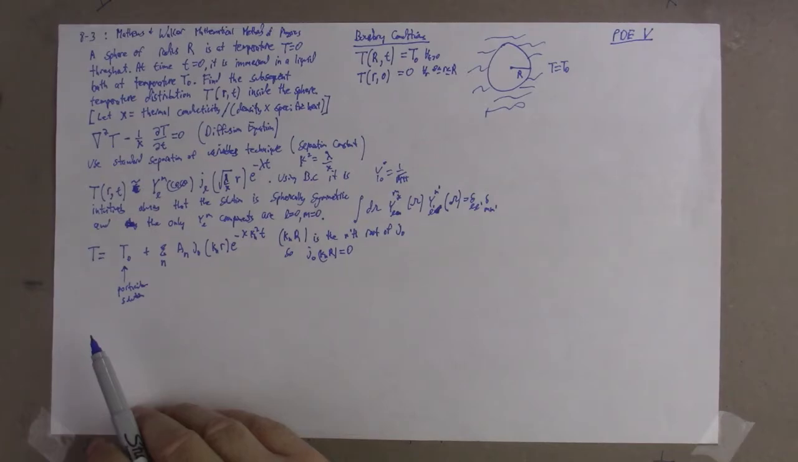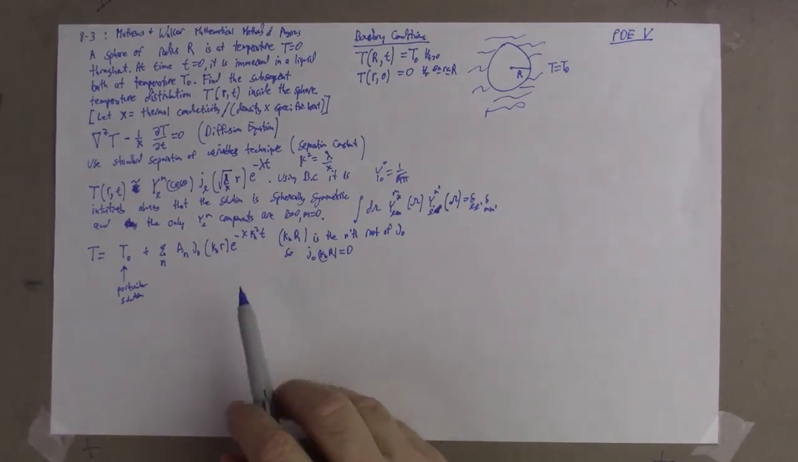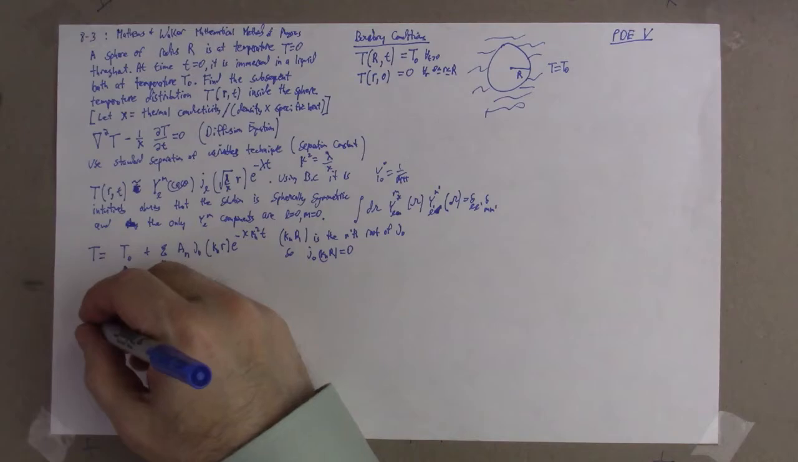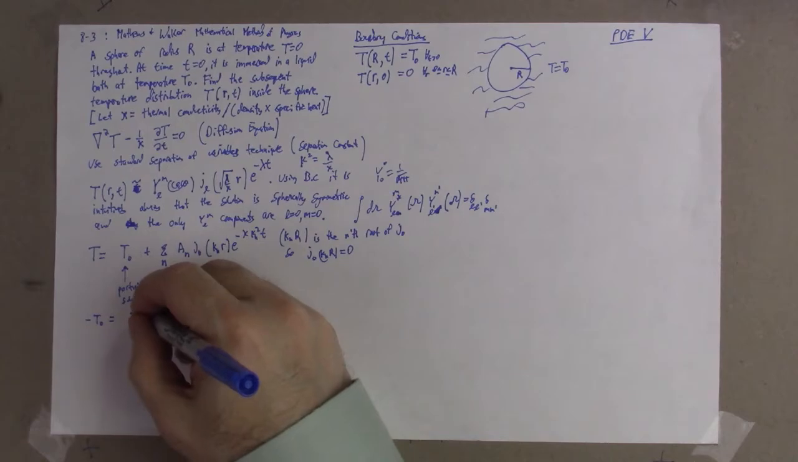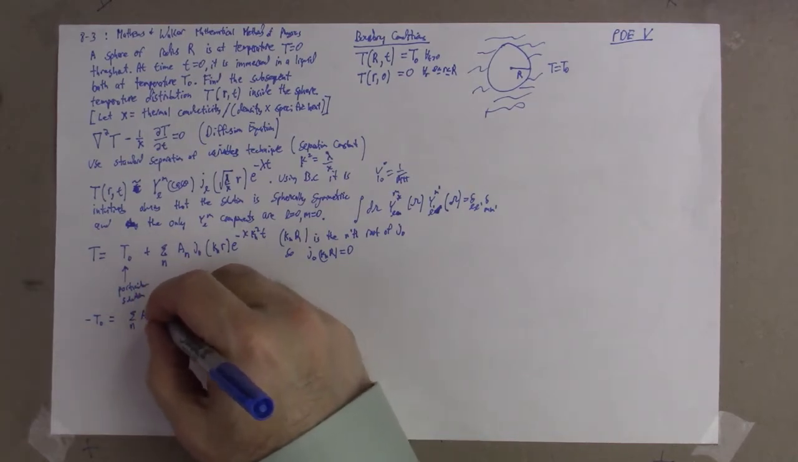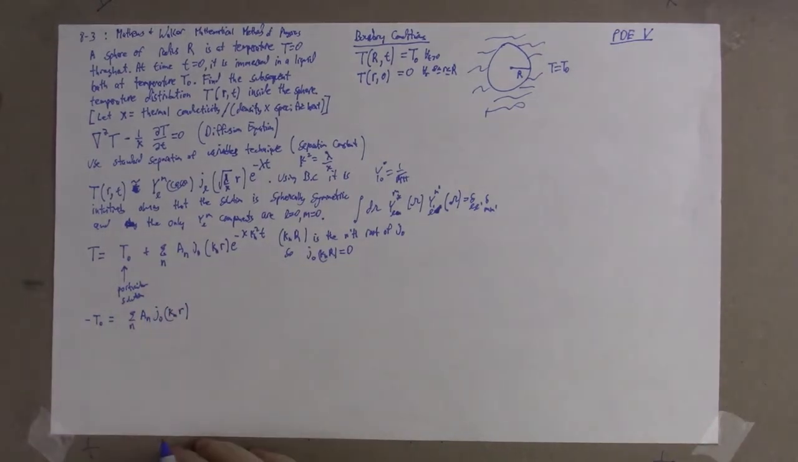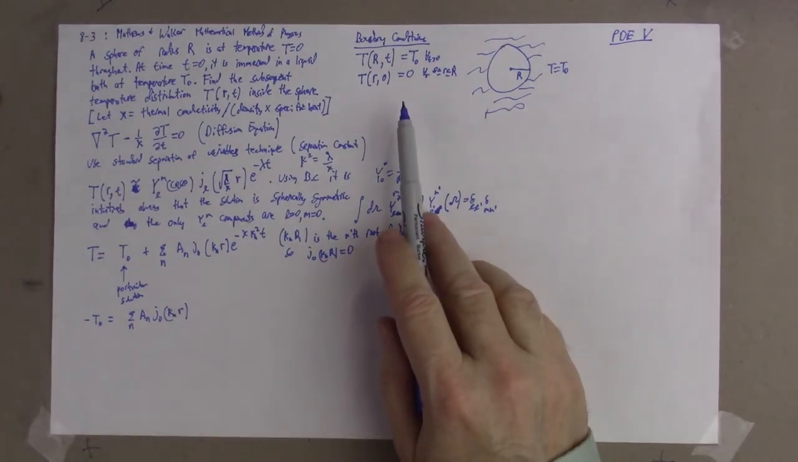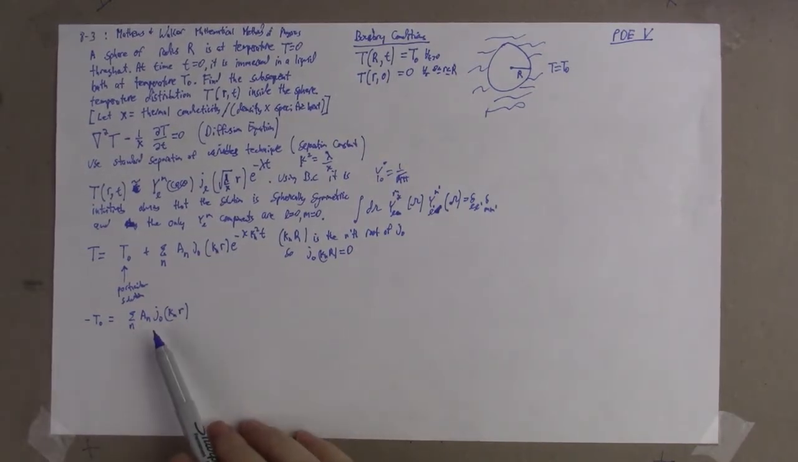Now, the other boundary condition we have to satisfy is the one at time t equals 0. So at time t equals 0, substituting t equals 0 in here, we're going to get minus T0 is equal to the sum over n, an times J0 knr. So this will satisfy this boundary condition, because when we put t equals 0, we get this here, then we add the T0 and we get 0.